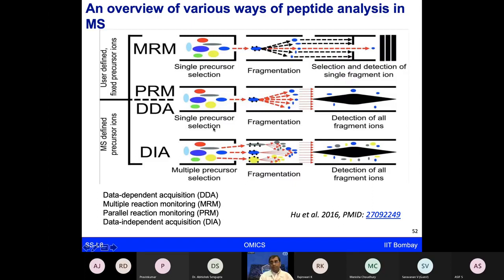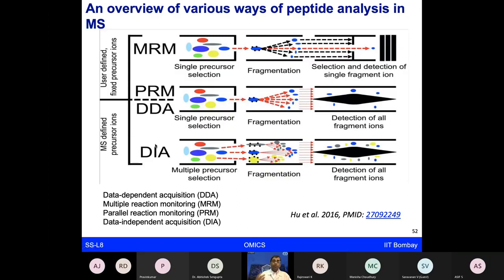So either you select the single precursor, the most intense one, and fragment those, or you select multiple precursors at the same time and then do their fragmentation and detect all the fragmentation ions. So this is the difference between data dependent acquisition and data independent acquisition.